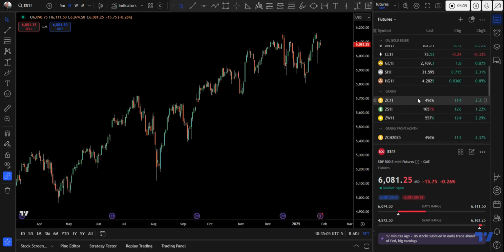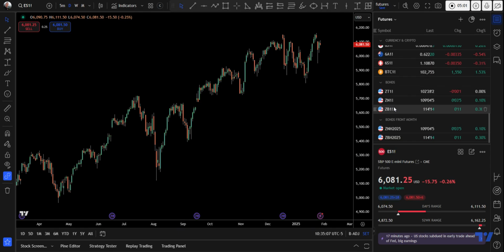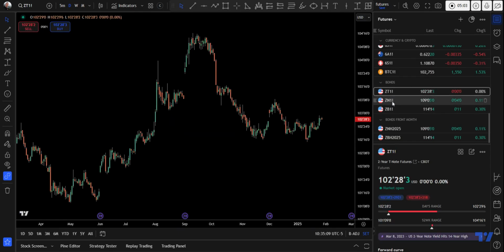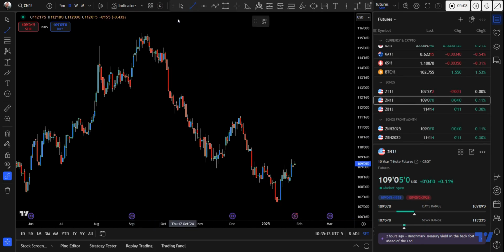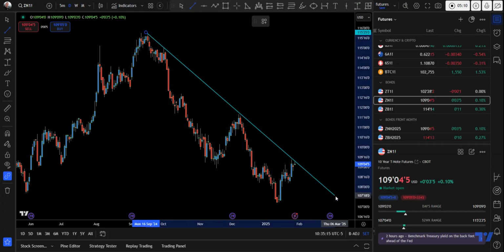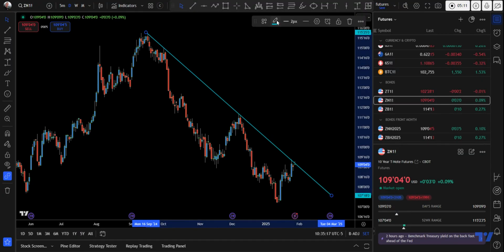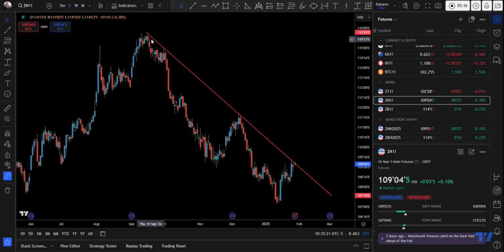But let's look at the downtrend now. Let's go to that, what was it, the bond market, right? Yeah, this is the bond market. Okay, so I'm just going to draw a quick line to show you the same strategy. In a downtrending market, you want to be a seller.